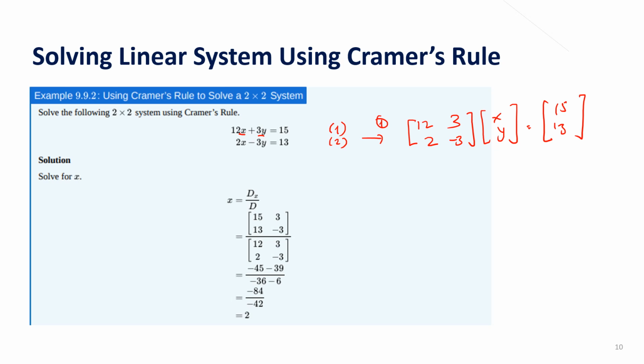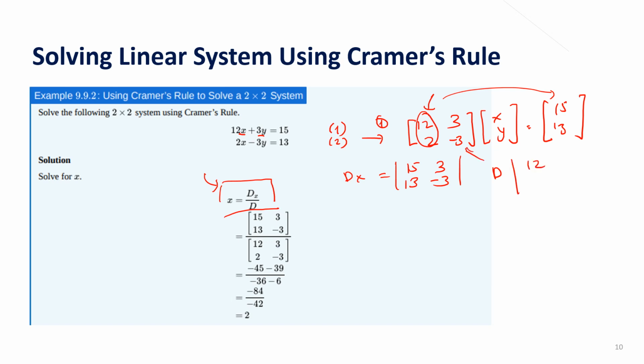And then according to Cramer's rule, we can find x using this formula. Okay, and then in this formula, what is dx equal to? We replace this column with the coefficients in the right hand side, right? So it will be 15, 3, 13, and then 3 and minus 3. Then you calculate the determinant of this one. And d will be equal to the original coefficients, which are 12, 3, and then 2 and minus 3.